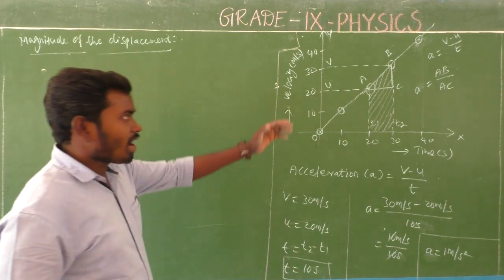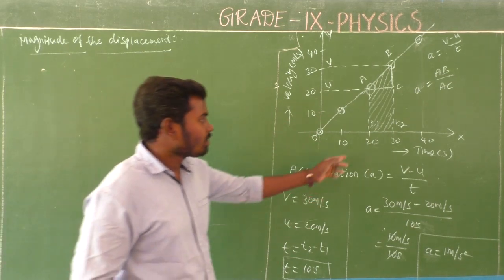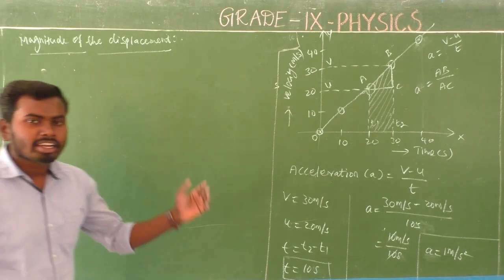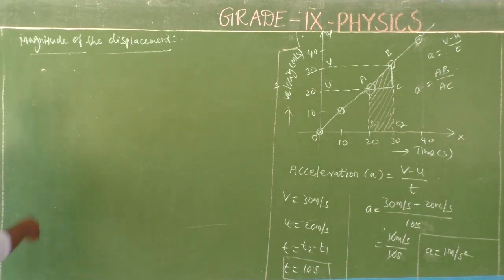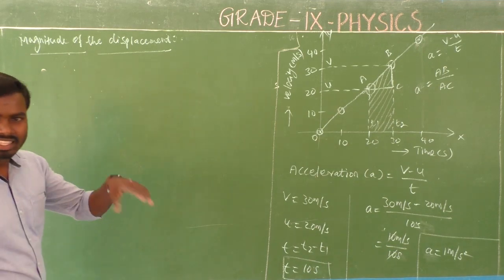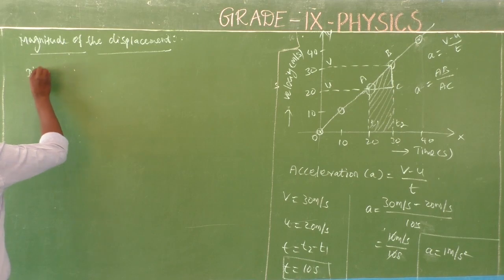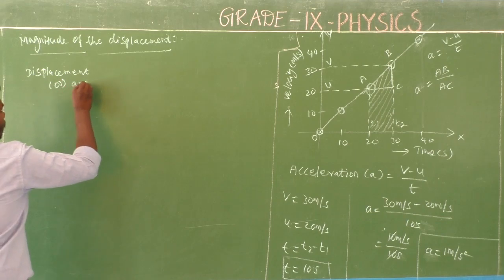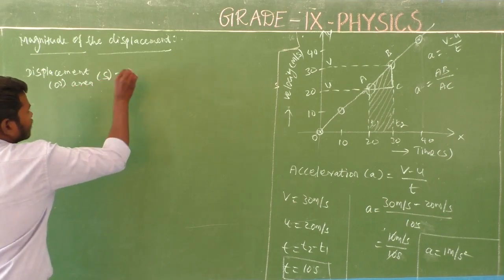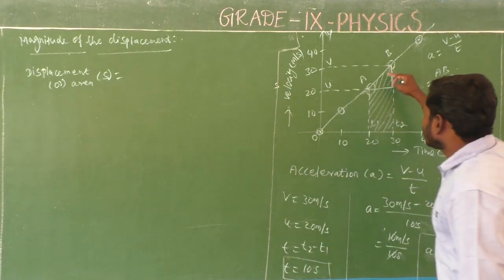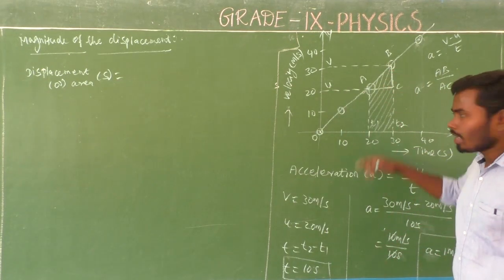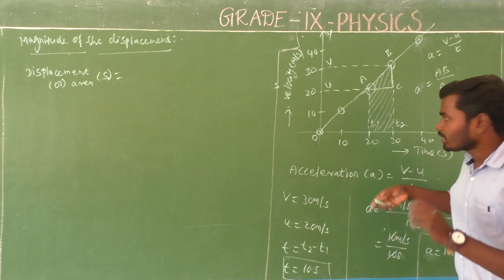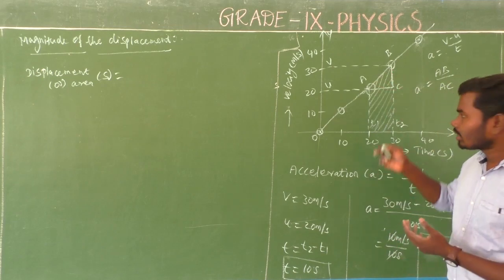Is it clear? Yes. Now we find out the magnitude of the displacement during the interval of 20 second and 30 second. Otherwise we can say that is the area. Displacement, or otherwise we can say area, is equal to, look at here. So already we know this enclosed area is the displacement covered by the object during the time interval of 20 second and 30 second. Look at here, there are two measurements.